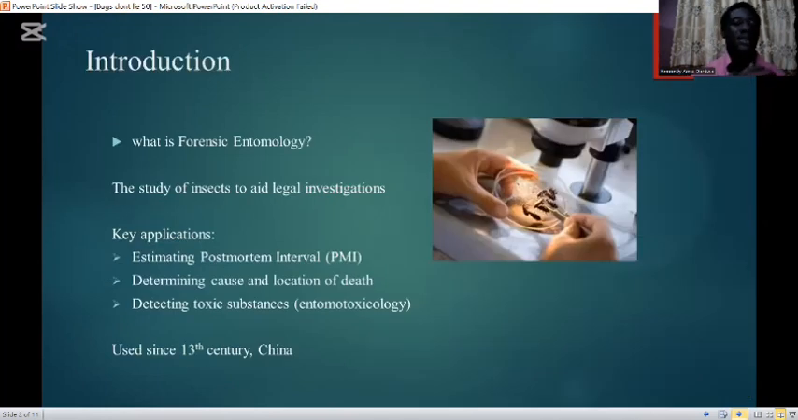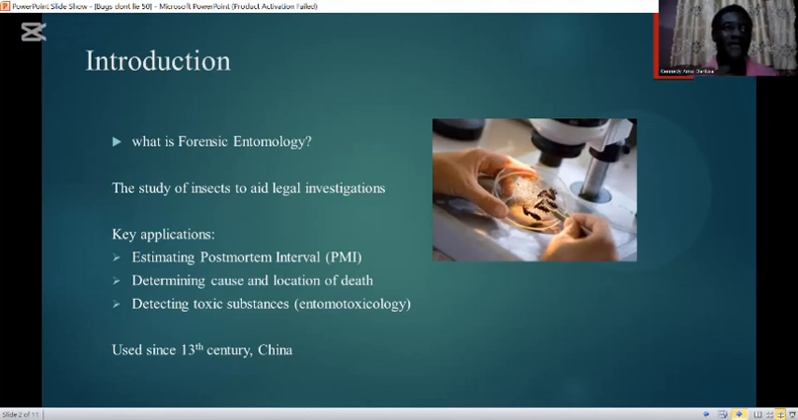To start with, what is forensic entomology? Forensic entomology is the scientific study of insects to help legal investigations. Insects, particularly those that colonize decomposing bodies, can help reveal critical clues.